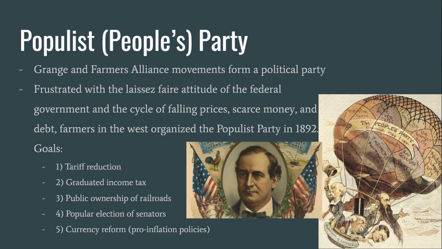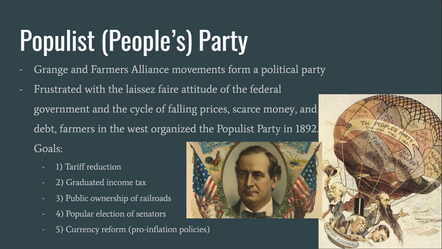As mentioned earlier, a backlash occurred against the economic and political power of railroads. This is most prominent in the Populist or People's Party. Across the Great Plains, Upper Midwest, and South, Grange and Farmers Alliance movements sprung up in support of local and regional farmers against the railroads. These organizations would converge and form a political party. The Populist Party channeled the frustration of the laissez-faire attitude of the federal government and the cycle of falling prices from farm goods, scarce money, and debt.